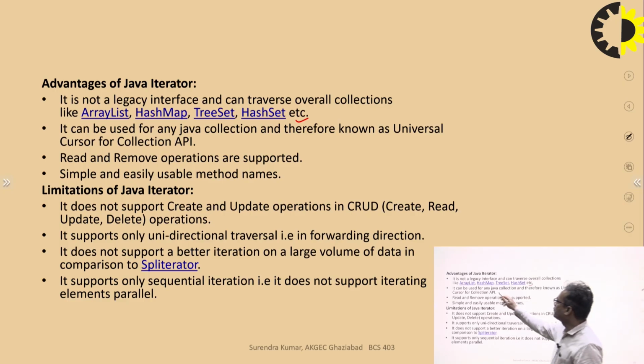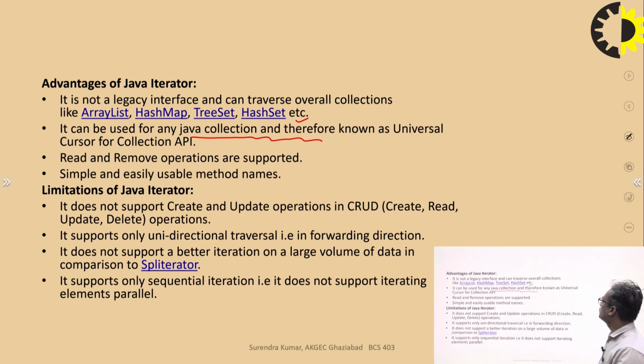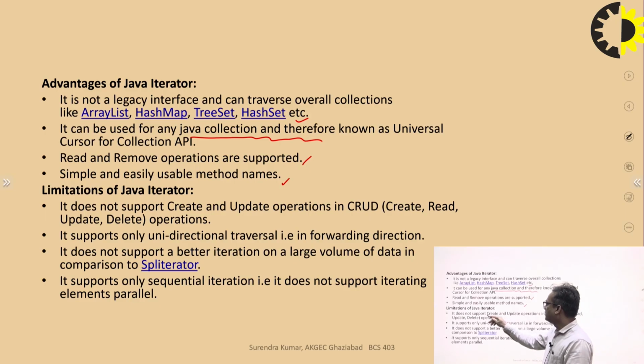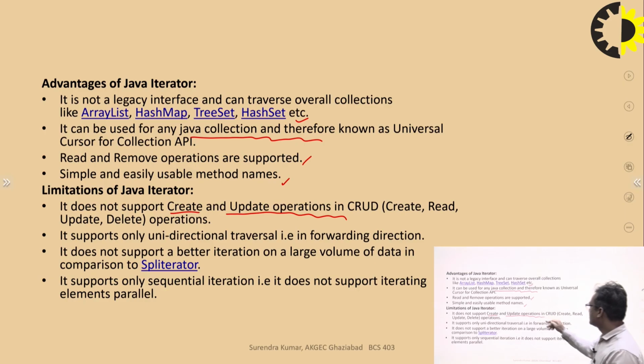It can be used for any Java collection and is therefore known as the universal cursor for the collection API. Read and remove operations are supported, and simple, easily usable method names are used here. Limitations: it doesn't support create and update operations in create, read, update or delete. It's only for iterating the values. It supports only unidirectional traversal, that means forward direction only. It does not support better iteration of large volume data.